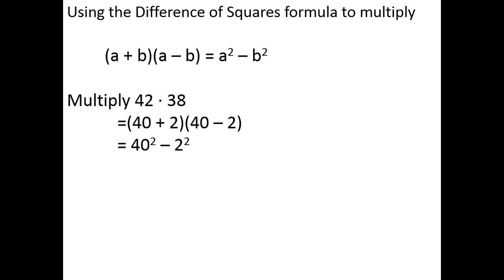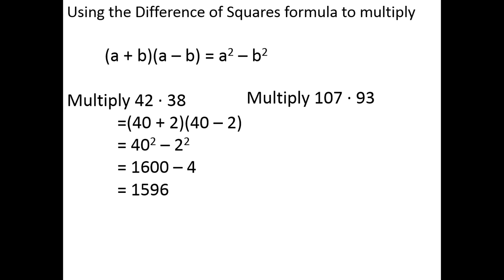Take a look at the right side of that difference of squares formula. A is 40 and B is 2. And since 40 squared is 1600 and 2 squared is 4, that gives us two numbers that are very easy to subtract. And we get a result of 1596 for our product.